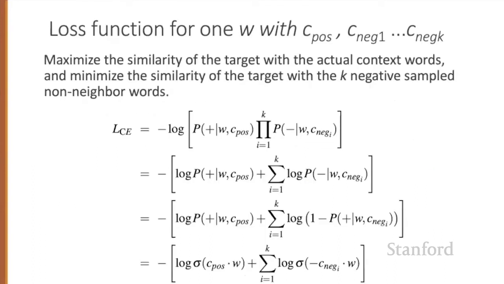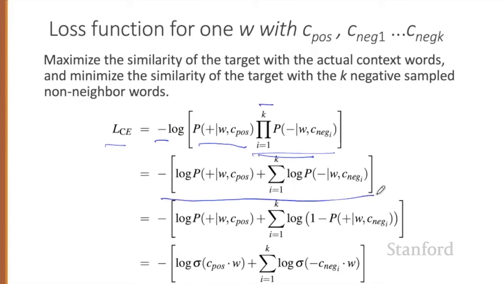Now, if we consider one word context pair with its k noise words, our goal is to maximize the similarity of the target with the actual context words and minimize the similarity of the target with the k negative sampled non-neighbor words. And we can express these 2 goals as the following loss function L to be minimized. So I'm going to have a negative there. The first term expresses that we want the classifier to assign the real context word C positive a high probability of being a neighbor. And this second term expresses that we want to assign each of the noise words C neg sub i a high probability of being a non-neighbor, and then all multiplied because we're assuming independence here.